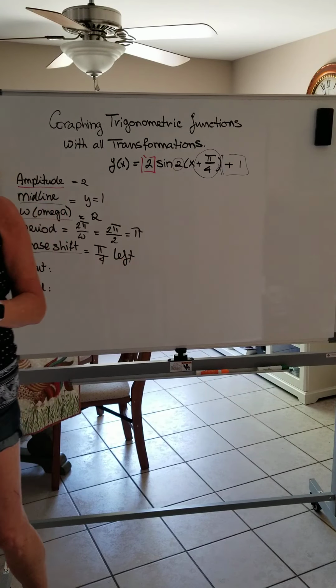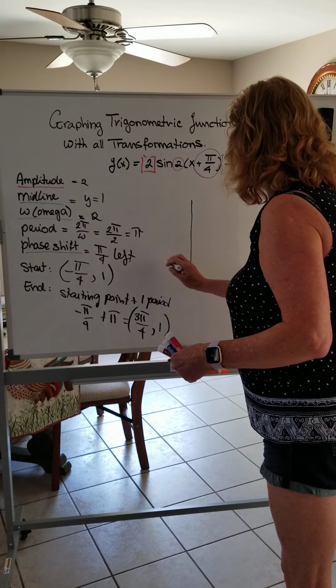So now we need to find the endpoint. Think of the endpoint as the starting point plus 1 period. Now my period is pi. My starting point is negative pi over 4 plus pi. Pi with a denominator of 4 is 4 pi over 4. So my endpoint is going to be 3 pi over 4 for the x-coordinate. There's my x-coordinate. And just as we know from the parent graph, the sine wave for one period ends up at the midline again. So now I have my starting point, I have the end point, I have all the information needed for me to graph the function.